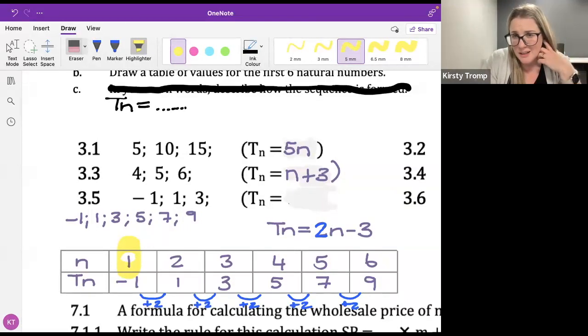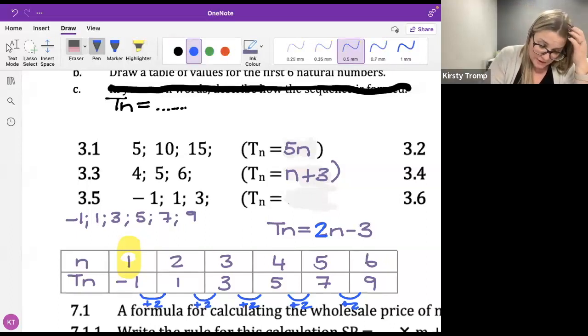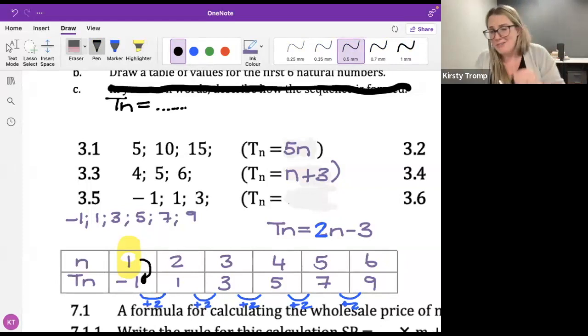Yes, ma'am. Okay, guys. So if you got that one correct, well done. So Tate was saying, he said 1 times 2 gives him 2. How did he get from 2 to negative 1? He went and drew a number line. I love a number line. I think it's so clever to do that one that way.